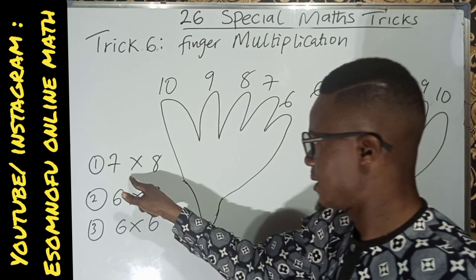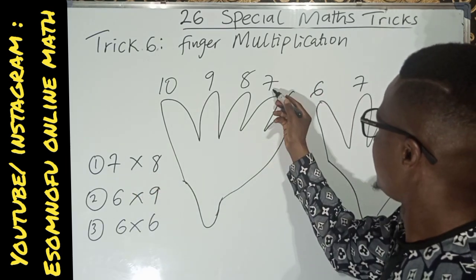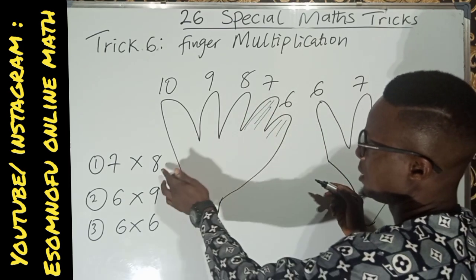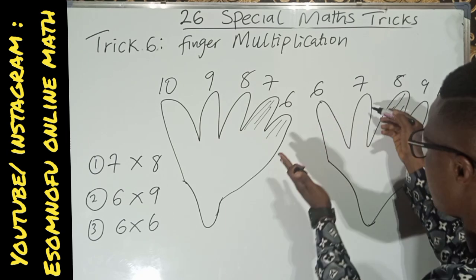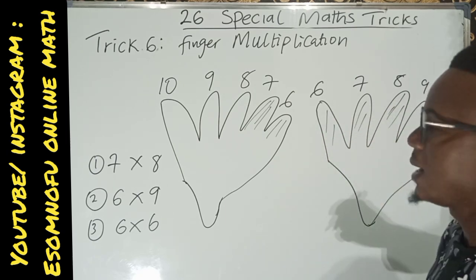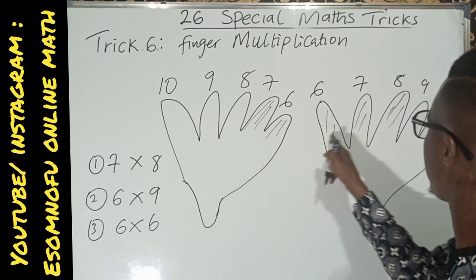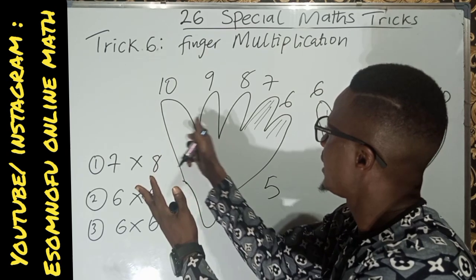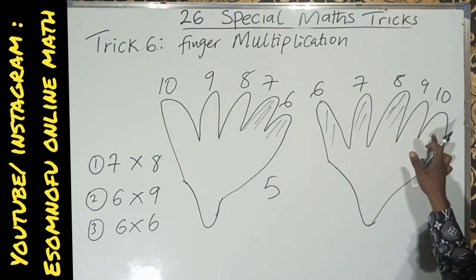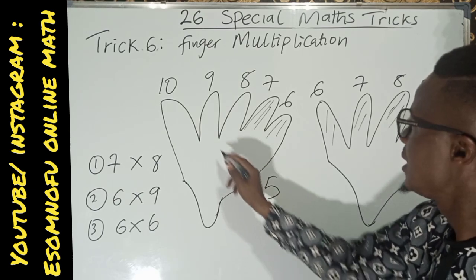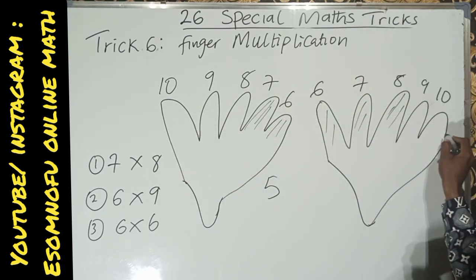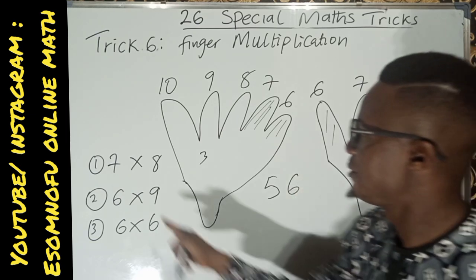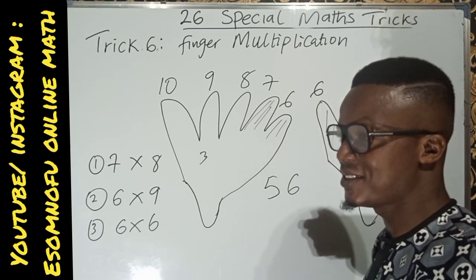So if I want to multiply 7 by 8, look at my 7 here. I will shade 7 down, 8. I will shade 8 down also. Now, how many fingers have I shaded? 1, 2, 3, 4, 5. I will write 5. How many are unshaded? This side I have 3. This side I have 2 unshaded. So this is just saying 3 here, multiply by 2 here, and 3 times 2 here will give us 6. Therefore, 7 times 8 is 56.